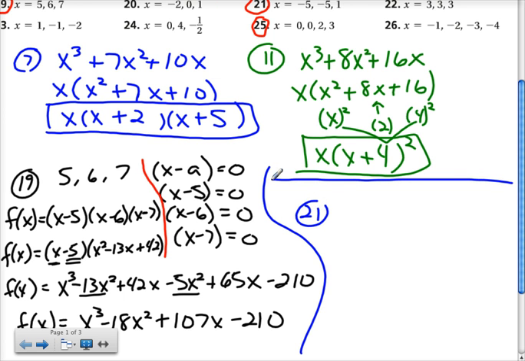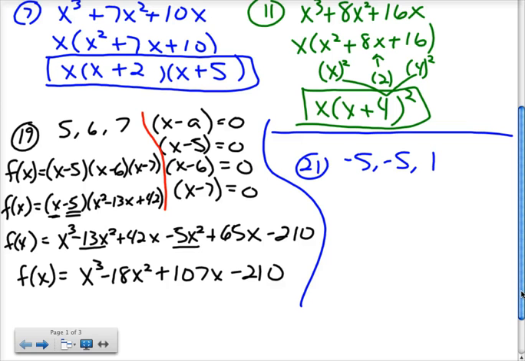This one has zeros at -5, -5, and 1. So again, I think about the parentheses and how that came to be. x minus a -5 would be x plus 5. So I'm going to have two of these x plus 5s and then an x minus 1, because if you set each one of those parentheses equal to 0, you'd get -5, -5, and 1.